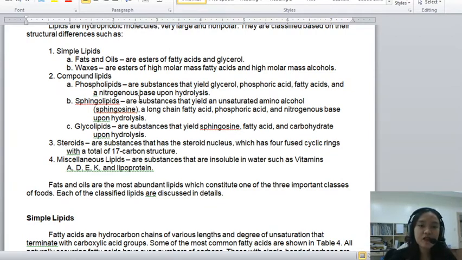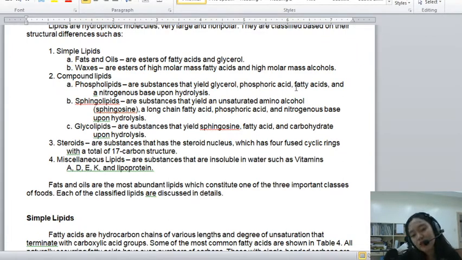Then you have your sphingolipids. These are substances that yield an unsaturated amino alcohol. So when you say unsaturated, it contains double bond. Remember, saturated only contains single bonds, while unsaturated, either fatty acid or amino alcohol, always contain double bonds in the structure. So when you say unsaturated amino alcohol, these are actually alcohols that contain an amino group or amine group.